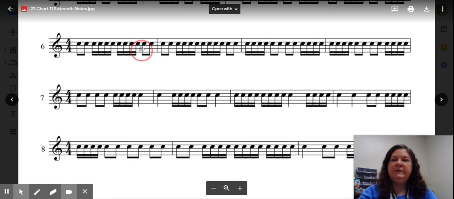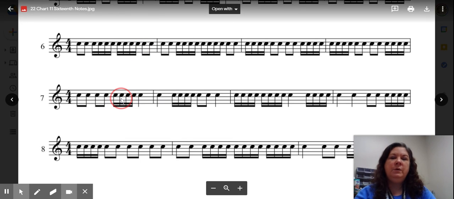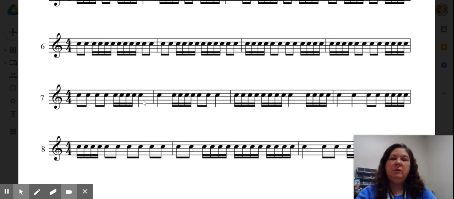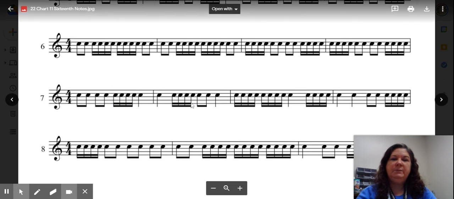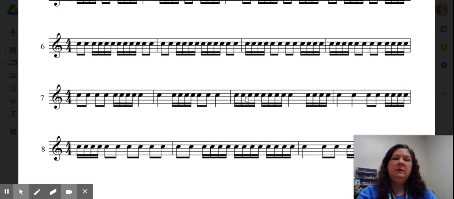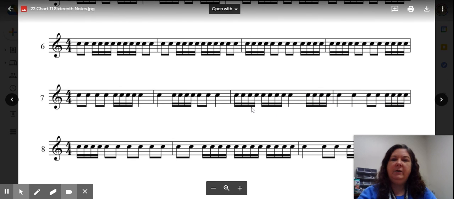And if we look at line number 7, we have eighth notes on counts 1 and 2, 3 T teta, quarter note on 4. So what we're doing here is we're just moving the position of the 16th notes. Here they're on 2 T teta, 1 T teta, 2 T teta, and a 4 T teta here, and then 4 T teta on the last measure.